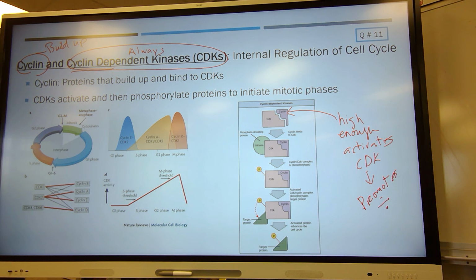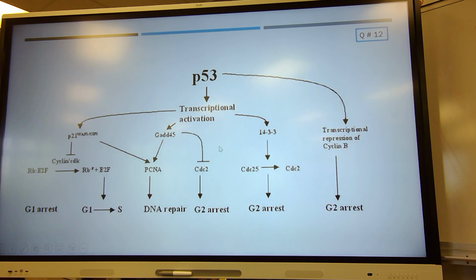So that's going to promote division. And so that takes time for that cyclin to build up. And so that gives the proper amount of time for the cell to get big enough so it doesn't keep dividing, and the cells don't get too small. So that's what all these different types of cyclin-dependent kinases do.